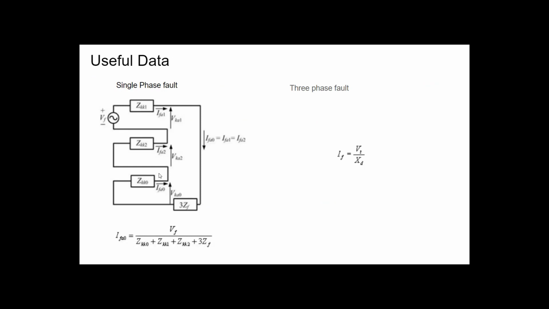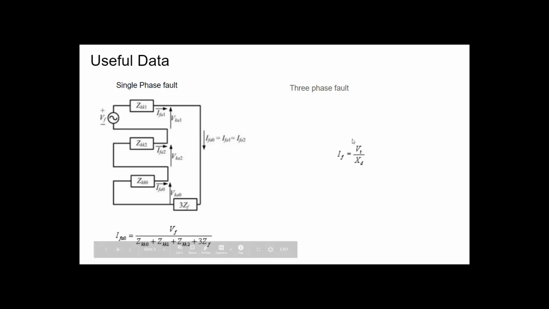Let us have a brief discussion on the single phase and three phase fault. Since the single phase fault is an unsymmetrical fault, the fault current has positive, negative and zero sequence components. From the equivalent diagram of single phase fault, one can say that the positive, negative and zero sequence components of fault currents are equal and the fault current is given by Vf divided by zero sequence reactance plus positive sequence reactance plus negative sequence reactance plus 3 times the reactance that is connected between the neutral and the ground.